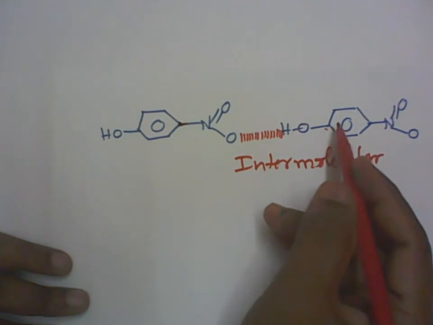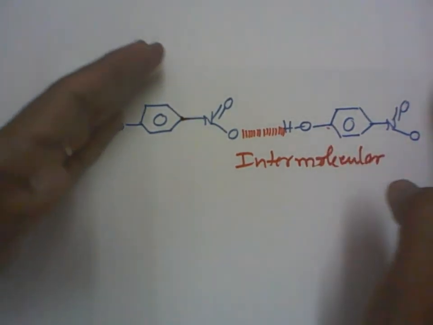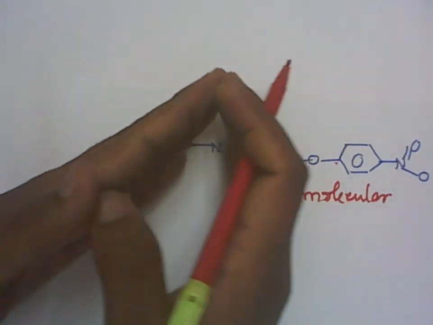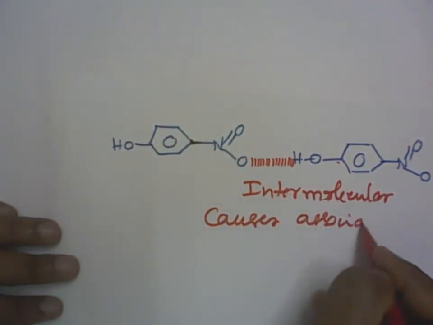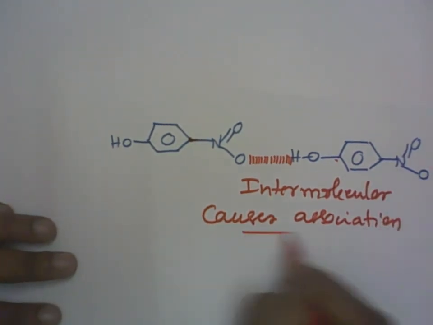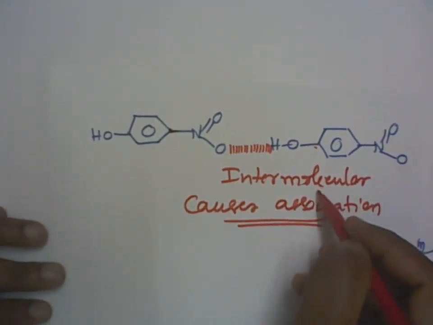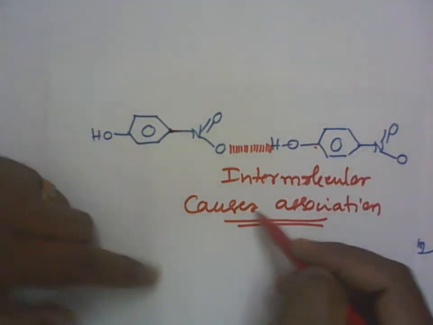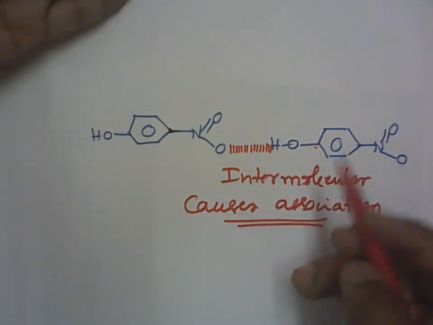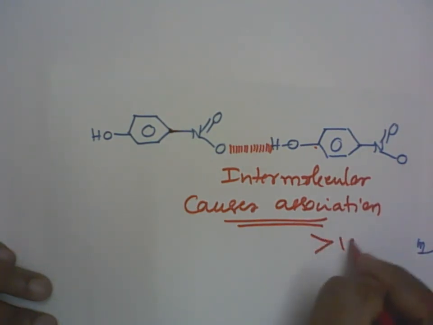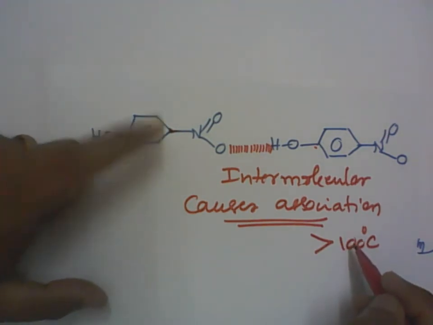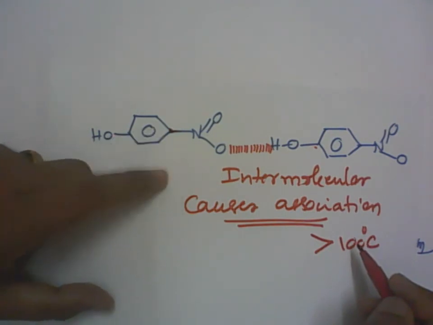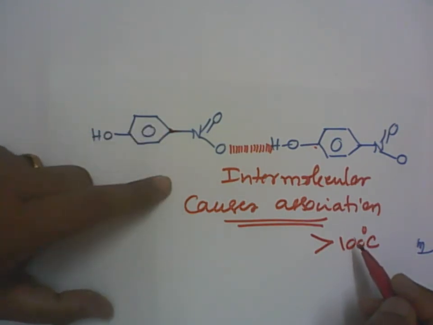Whenever intermolecular hydrogen bondings are there, all the molecules will come closer and cause association. When it causes association, it cannot be made volatile. If you want to make it volatile, a higher temperature is required, more than 100 degrees centigrade. But steam will be at 100 degrees. At 100 degrees, orthonitrophenol is volatile, para-nitrophenol is not. Therefore, para-nitrophenol will remain in the flask itself.